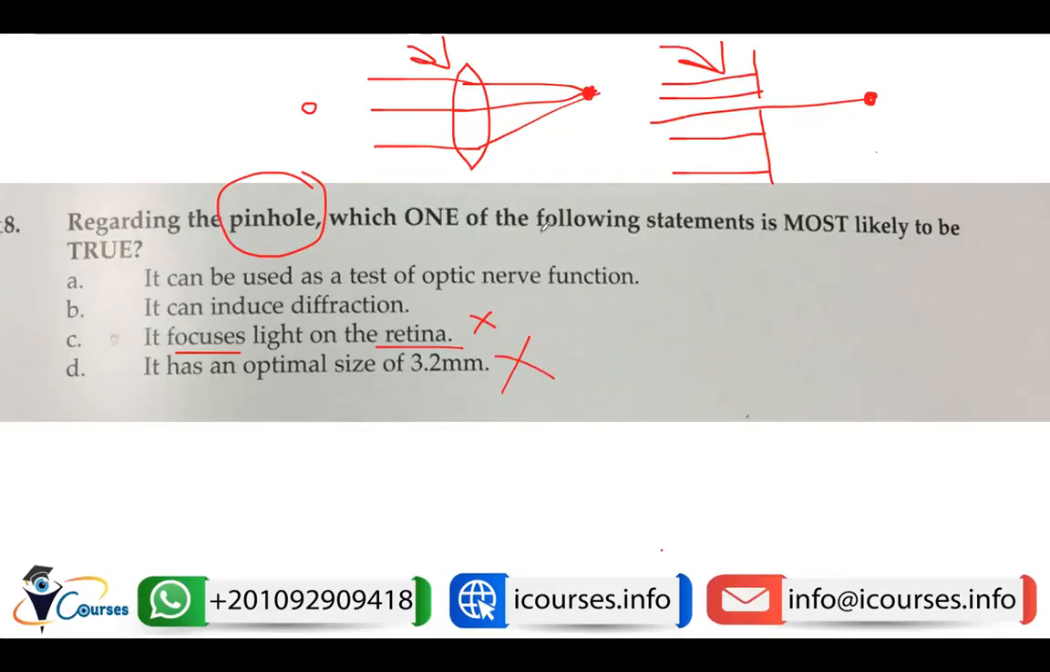The optimum size 3.2: again, this is a wrong answer. This is less than 2.5. And it can be used to test optic nerve function. This is again wrong. It can be used to test the macular functions, because if someone has good visual acuity and we put a pinhole in front of him, this will allow only the central pencil of light to reach the macula. If he has a macular pathology, the pinhole will worsen the visual acuity. And it can induce diffraction, and this is the correct answer. We mentioned this in the lecture.